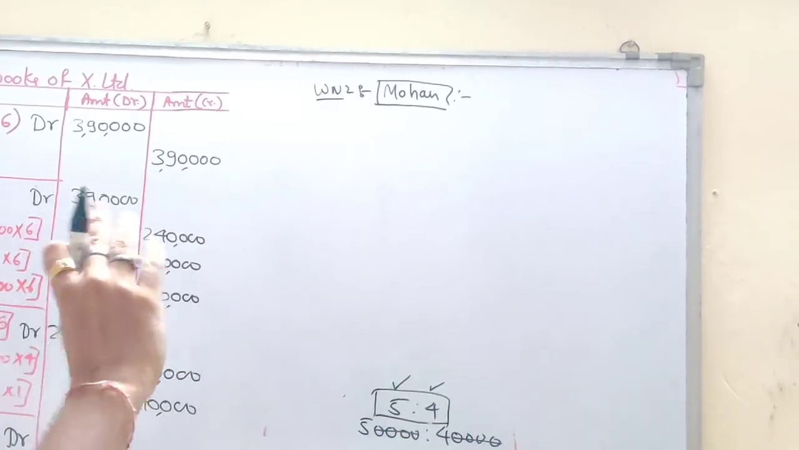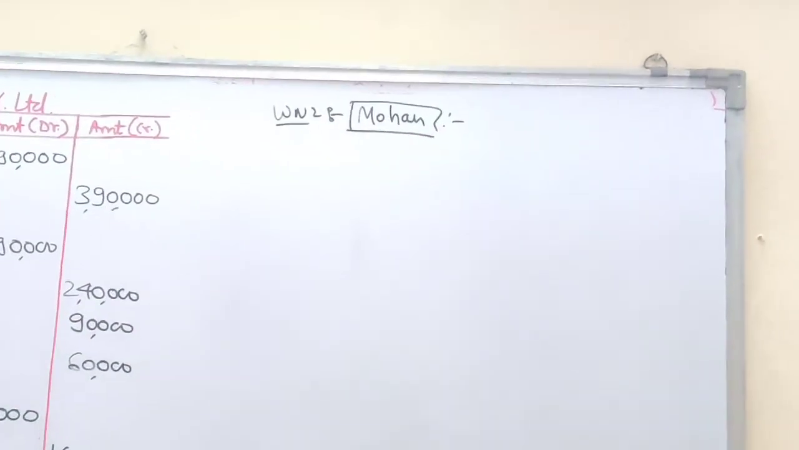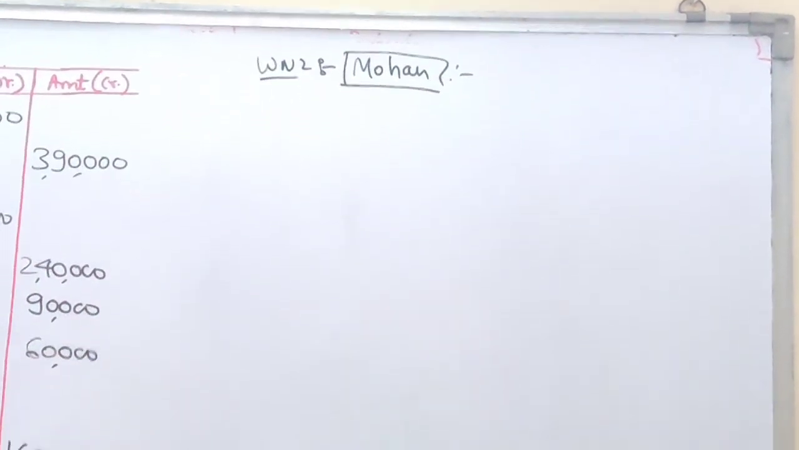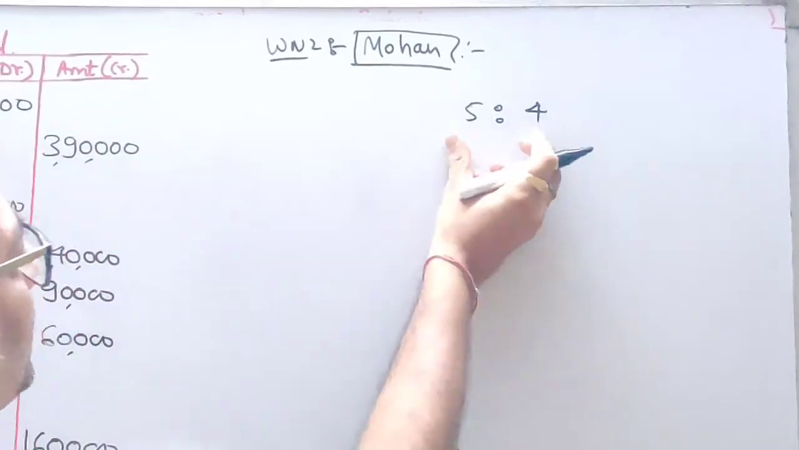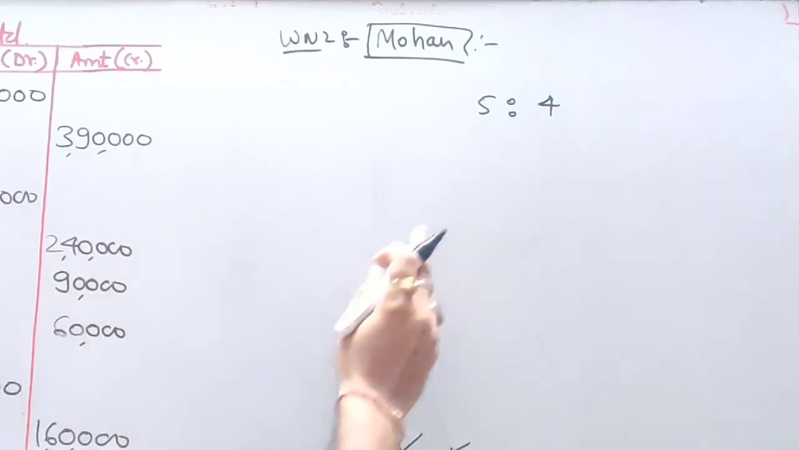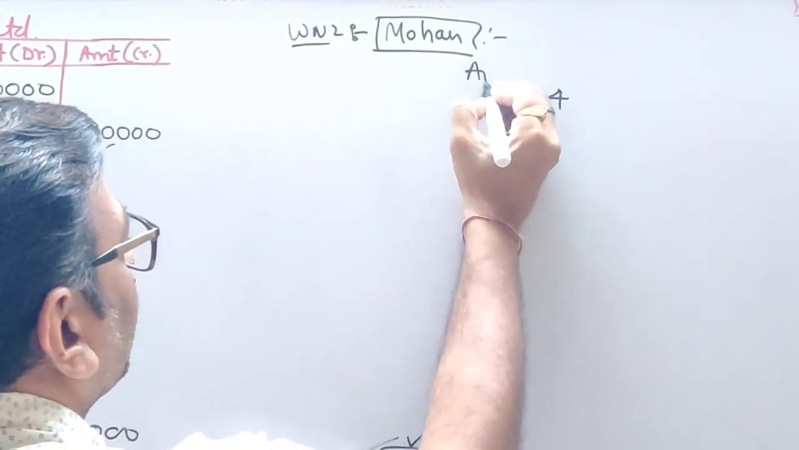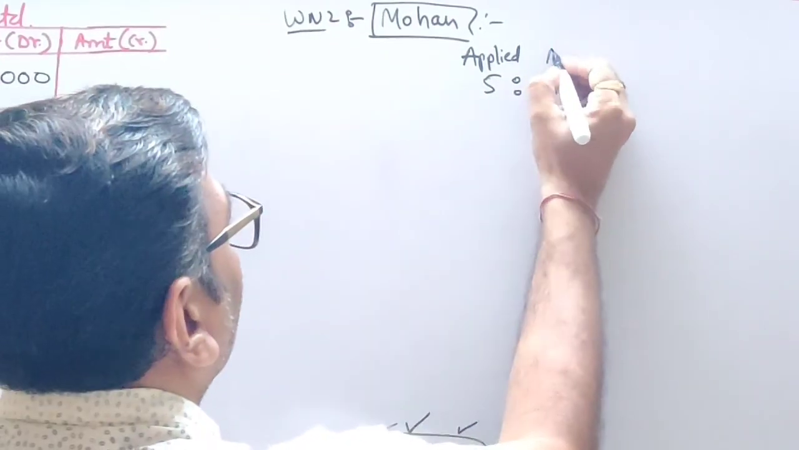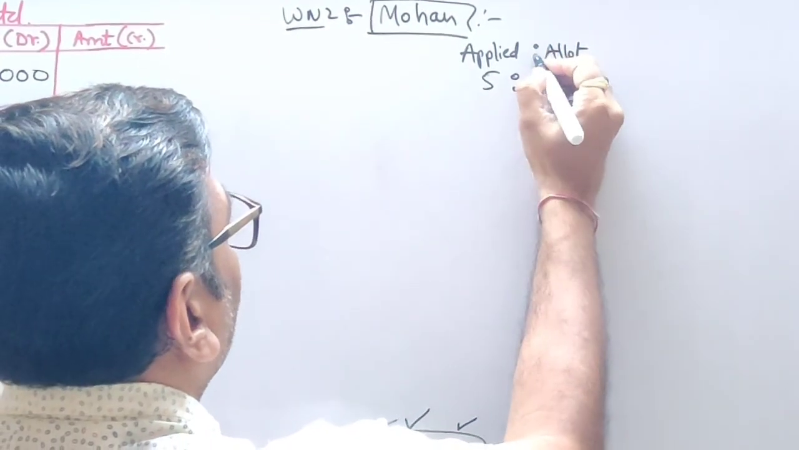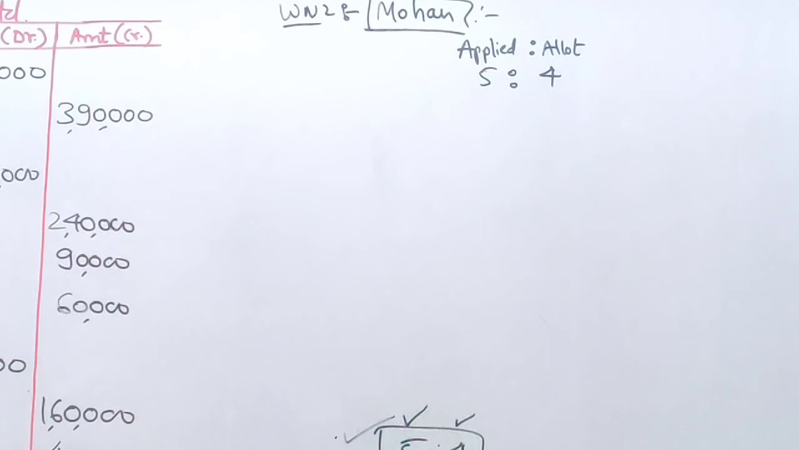Now how to start with this? You will start with the pro rata ratio. So I am going to write this pro rata ratio. What does this ratio mean? Pro rata ratio 5:4. This means those who have applied for 5 shares will be allotted 4 shares. This is what the ratio says.